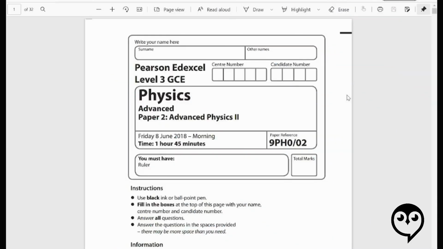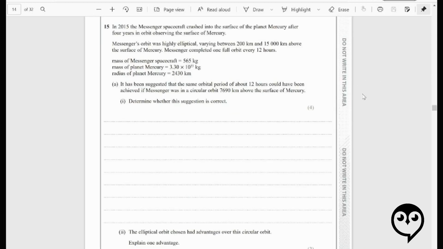Here we have an Edexcel Paper 2 Advanced Physics 2 version, and that's from 2018. In 2015, the Messenger spacecraft crashed on the surface of Mercury after 4 years orbiting. The orbit was highly elliptical, varying between 200 kilometers and 15,000. The Messenger completed one full orbit every 12 hours. Okay, it's been suggested the same orbital period of about 12 hours could have been achieved if it was a circular orbit. Determine whether this suggestion is correct.